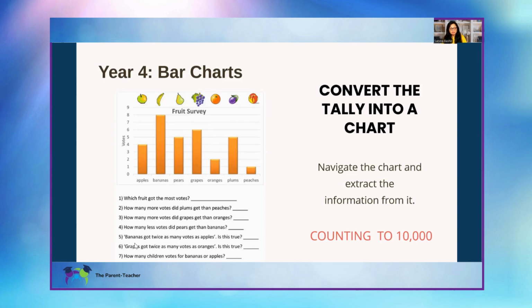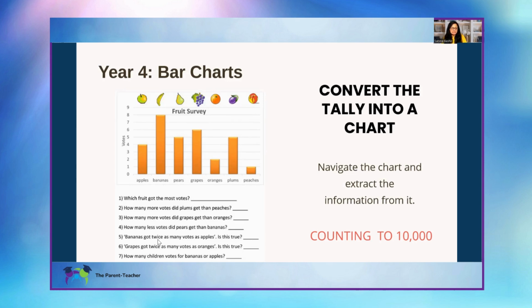Now we've got other questions which test whether it's true or false. Bananas got twice as many votes as apples. They need to look at the value of the bananas, which is 8, and the apples, which is 4. We know 4 is half of 8, which also means 8 is double 4. Twice as much is double. So now we're testing children's vocabulary in order to answer this question, and this would be true.